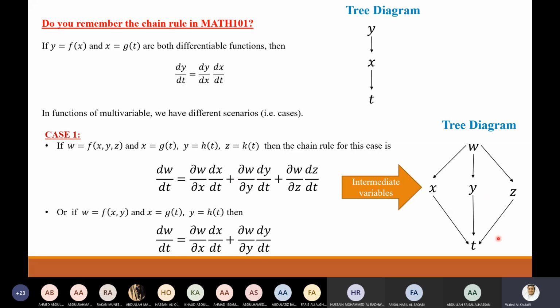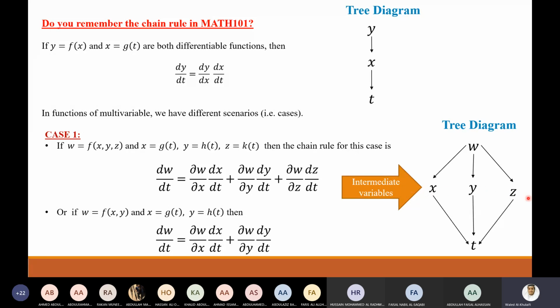But it's a function of t, by the way. What if I have a 4th variable? What should I do? We should add an extra term. Plus partial w by partial k, or whatever you call it, times dk by dt. So you can generalize the idea here.